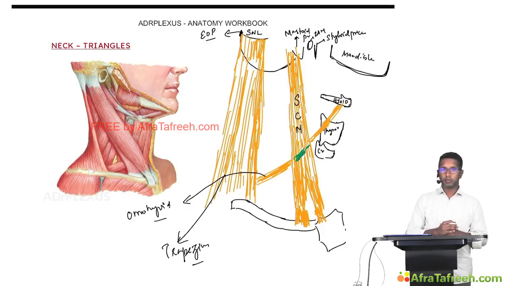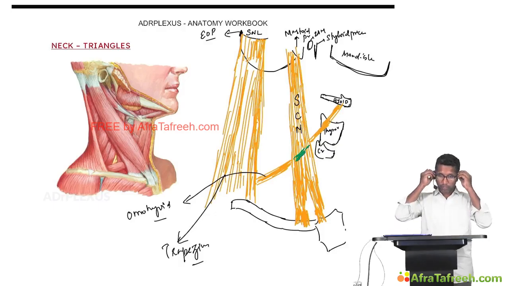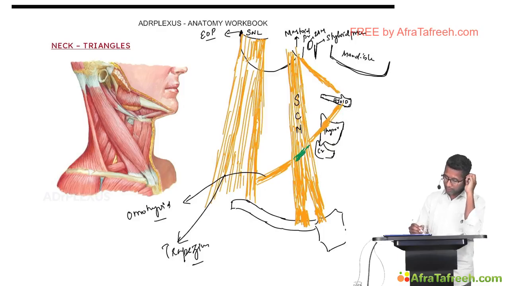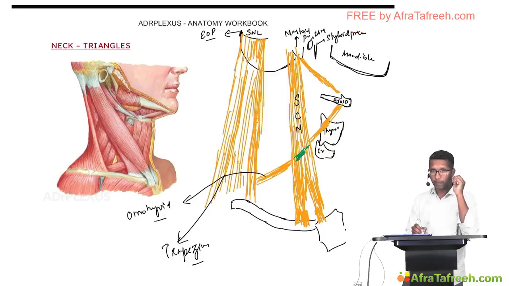In a very similar way, from the inner surface of the mastoid process there is a muscle which arises and again has two bellies, called the digastric muscle. This digastric muscle has two bellies. One belly arises from the mastoid process, another belly arises from the digastric fossa of the mandible.